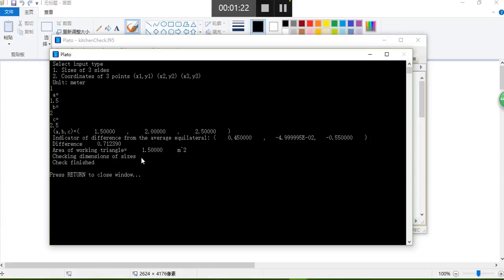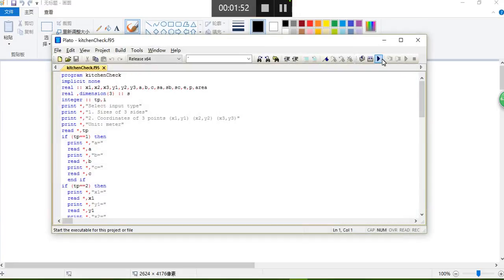It tells you the sizes of the three sides are 1.5, 2, and 2.5, and the average equilateral triangle, which is halfway between the upper limit and lower limit, is 0.45. That doesn't make sense, but it doesn't matter here. And the area of the working triangle, the working moving space, is 1.5, and the check is finished.